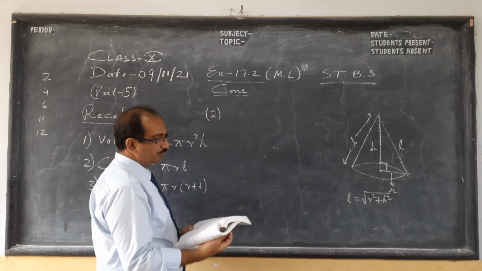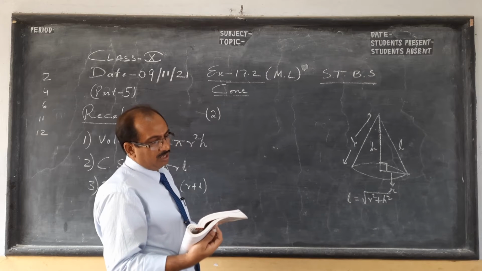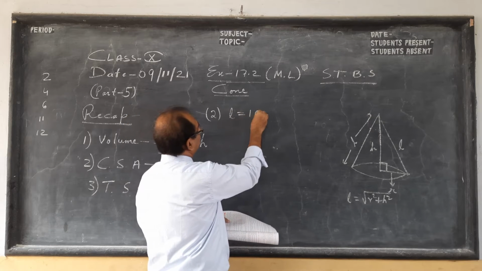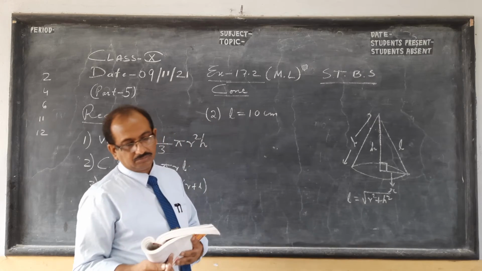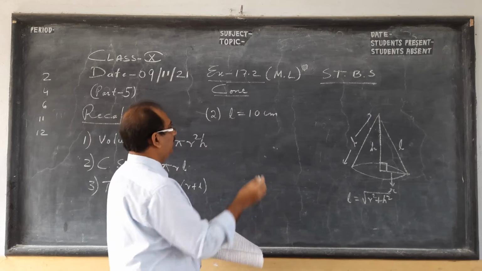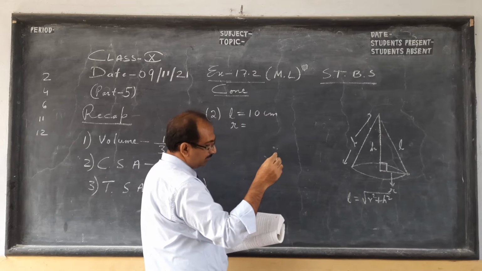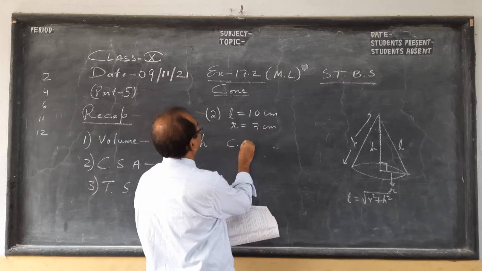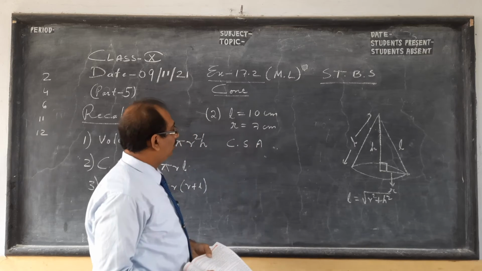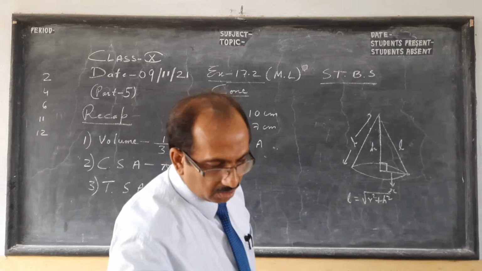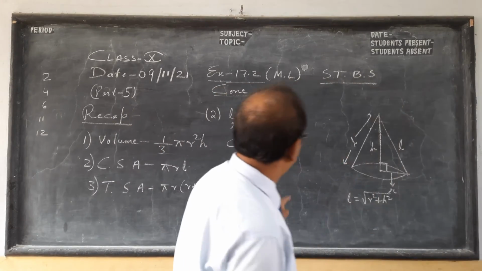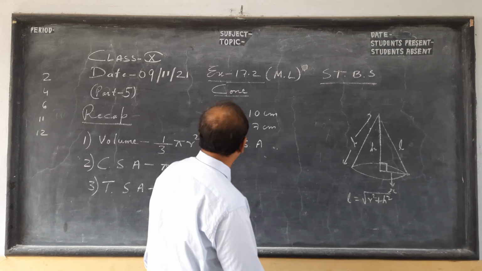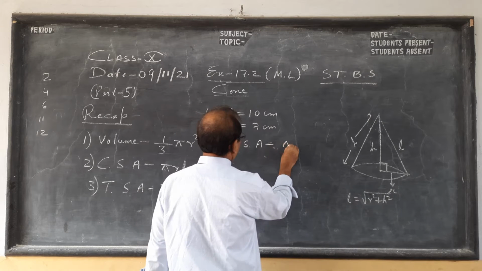Question 2 of exercise 17.2: find the curved surface area of a right circular cone whose slant height is 10 centimeter and base radius is 7. As I was telling you, here we have to find the CSA. Sometimes h is given, but here slant height is given. Otherwise we have to find the slant height. So curved surface area is pi r l.